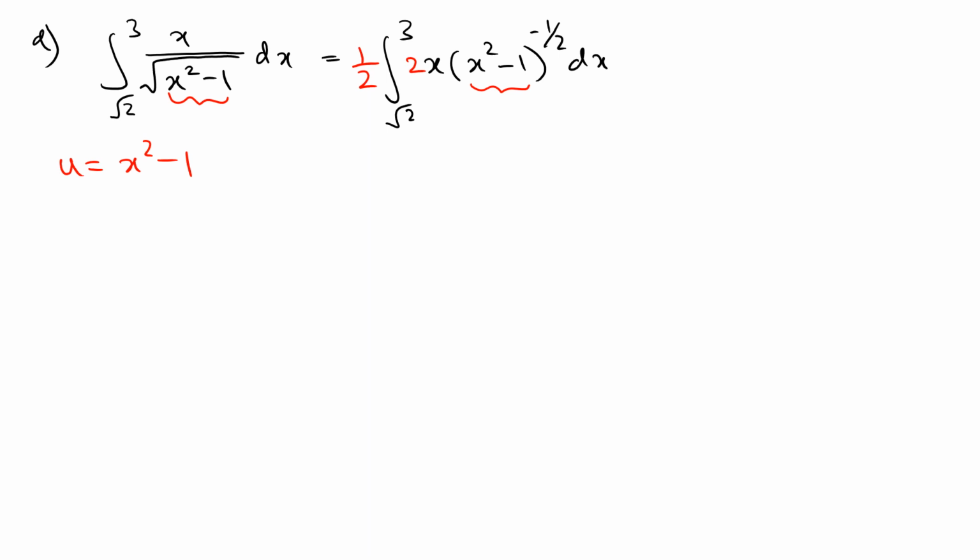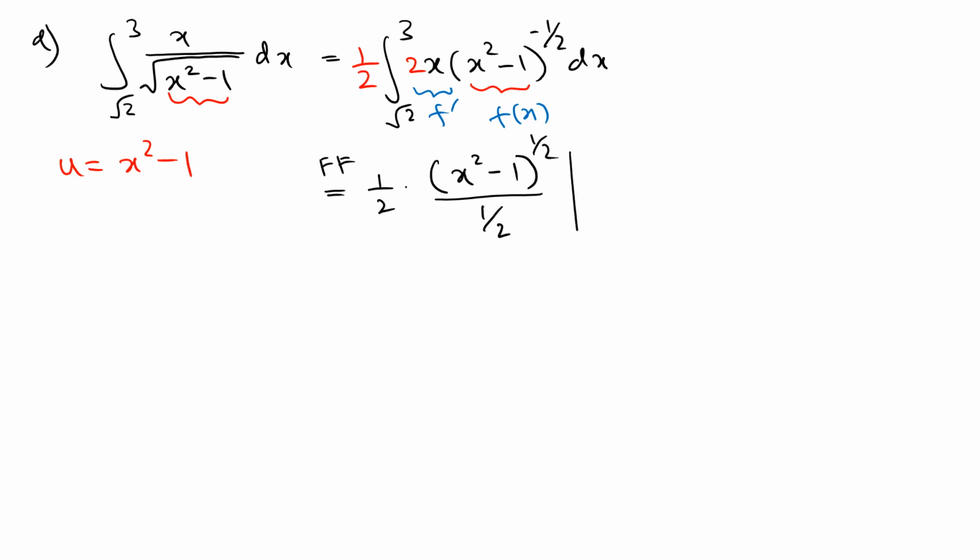What we have here is the function, and that's the derivative. So you can use the general power rule for this problem as we discussed before. According to the formula trick, this is simply going to be 1/2. So you just apply the power rule: x squared minus 1, you add 1 to the power 1/2, so it's 1/2 divided by the same number. That's it. And then you can evaluate this at 3 and square root 2. So that's it.